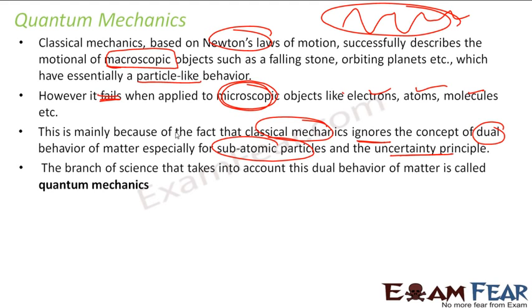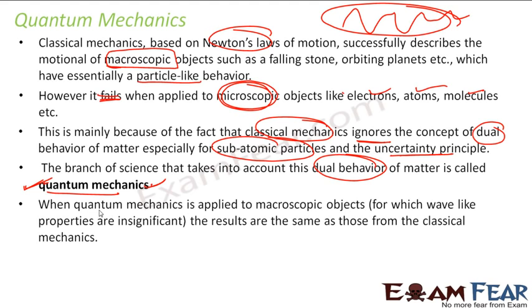There is a branch of science that deals especially with microscopic objects and the dual behavior of matter, and that branch is called quantum mechanics. It is a very interesting branch to study, with huge scope. A lot of things are yet to be discovered in this branch. When quantum mechanics is applied to macroscopic objects, the results are the same. That means quantum mechanics can be applied to both macroscopic and microscopic objects, because it does not ignore the wave part, which is ignored in classical physics.